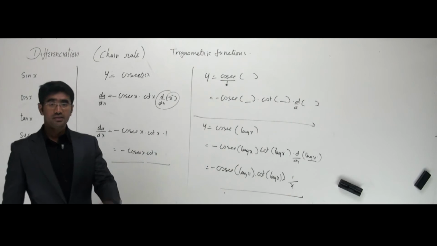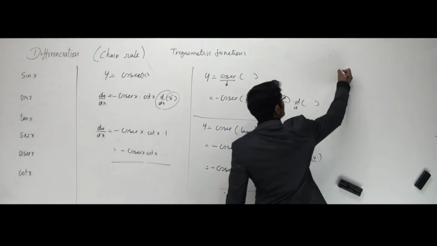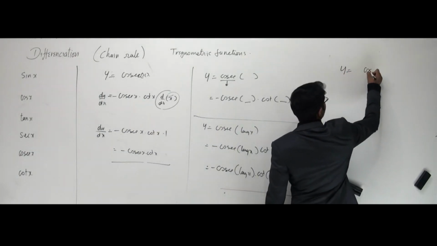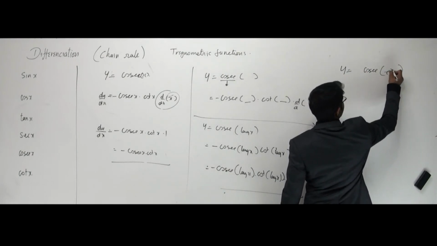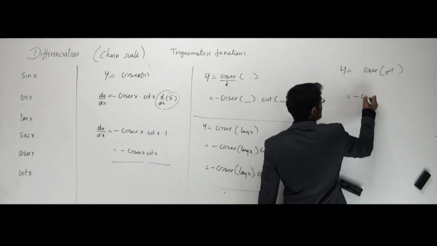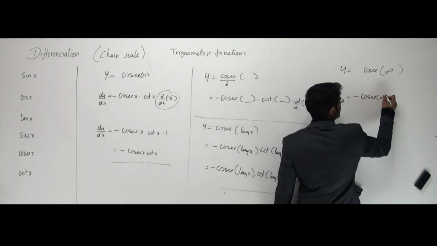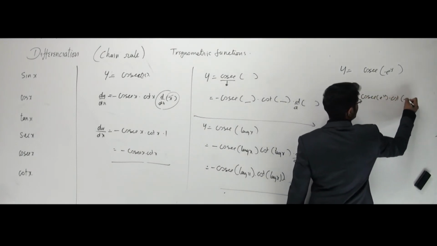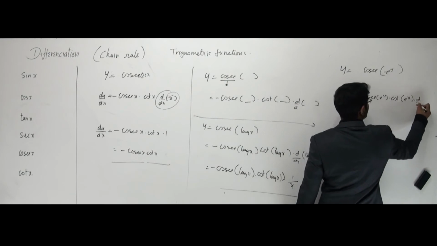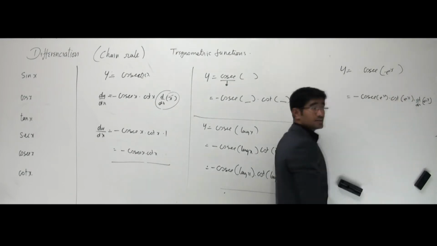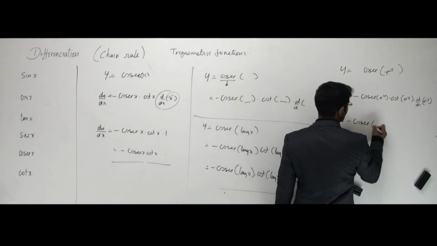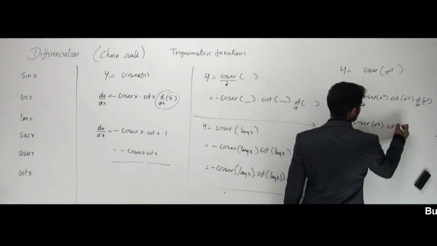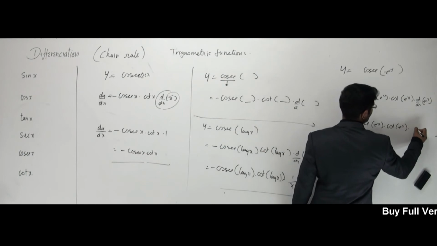All right, take another example and do this yourself. Let's say y is equal to cosecant, let's talk about e power x this time. So it goes like minus cosecant e power x into cot e power x into d by dx of e power x, isn't it? Right? So what happens here? This remains the same, cosecant e power x and cot e power x into e power x itself.